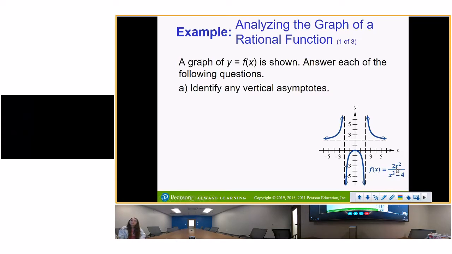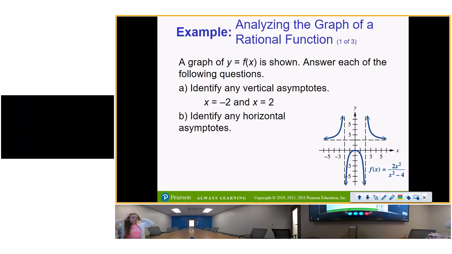We'll get to that. All right, but they want you to look at the graph. Just look at the graph. What are your vertical asymptotes? -2 and +2. What's your horizontal asymptote? Two. That's all they want you to do. A, identify any vertical asymptotes: -2, +2. Horizontal asymptote is y equals 2. That would be a good test question. I wouldn't mind giving you this test question: just look at the graph and tell me what they are.